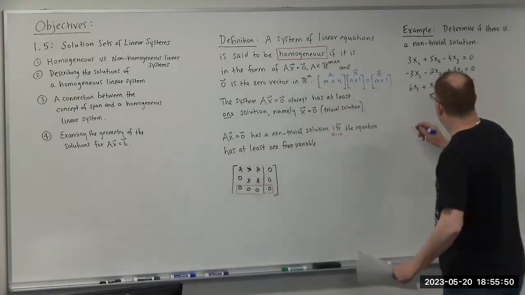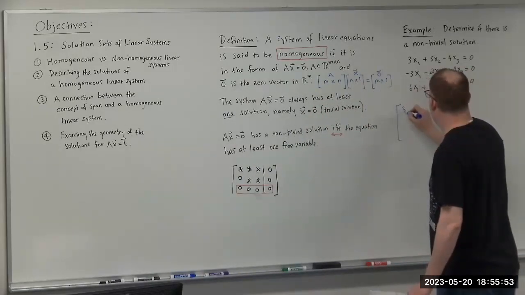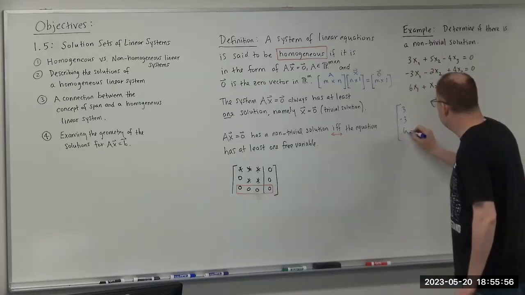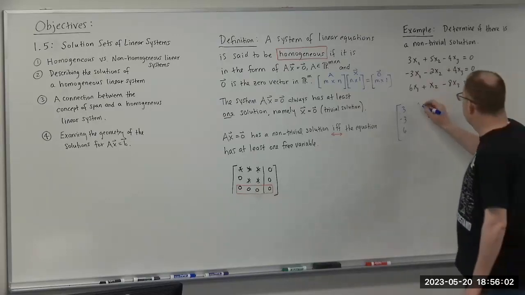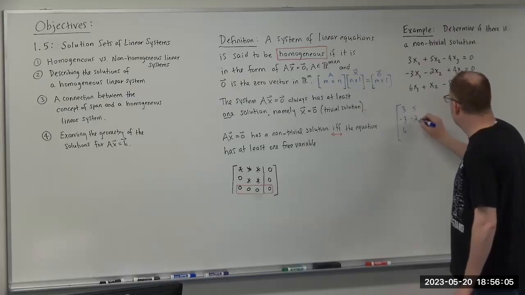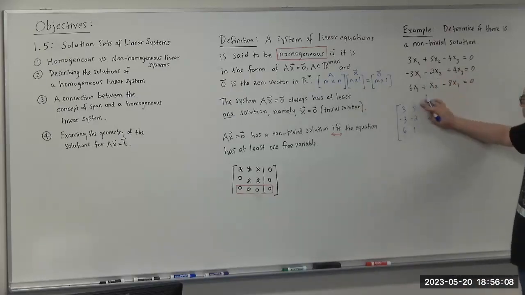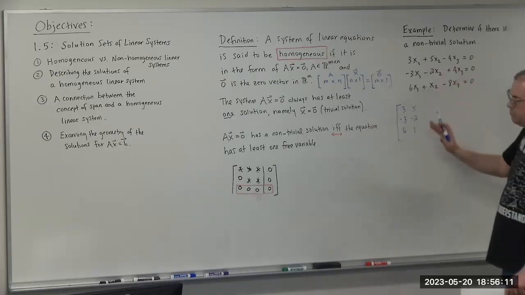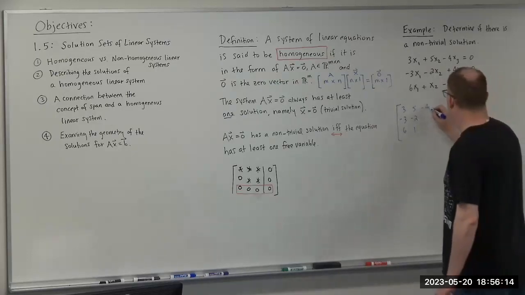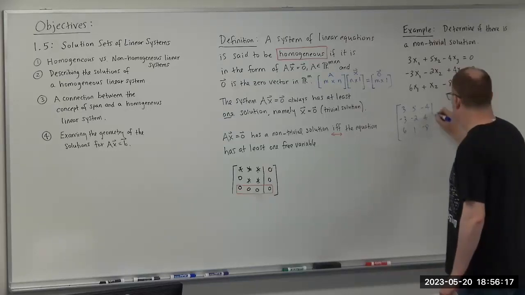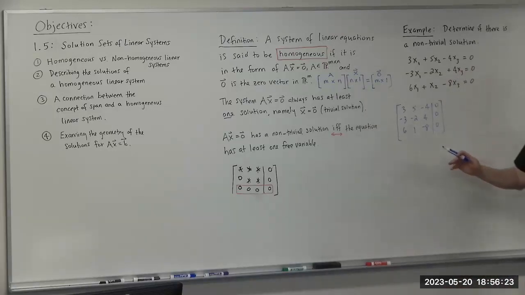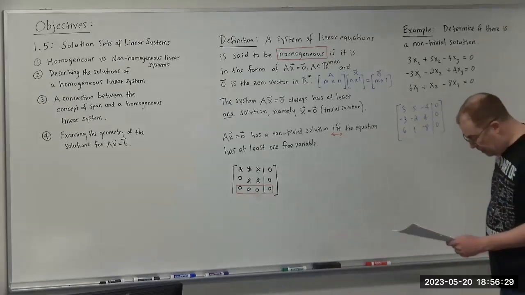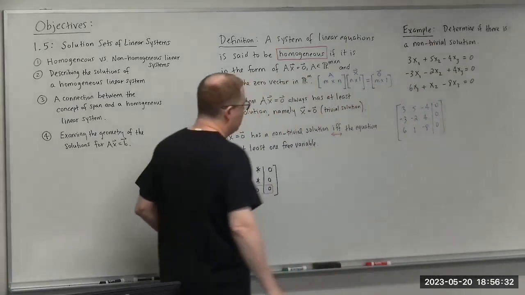All right, so we're going to get our system here. We have 3, minus 3, 6. The first column is for the x1 coefficients. The second column is for the coefficients of x2, so 5, -2, and 1. And then the third column is for the coefficients of x3. I'm going to augment the zero vector on there, even though it really doesn't matter, because when you apply the row operations, these are still going to be zero. So there's our augmented system.